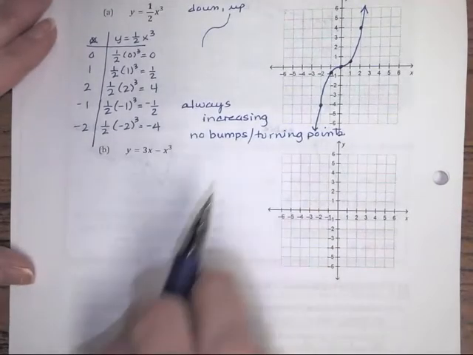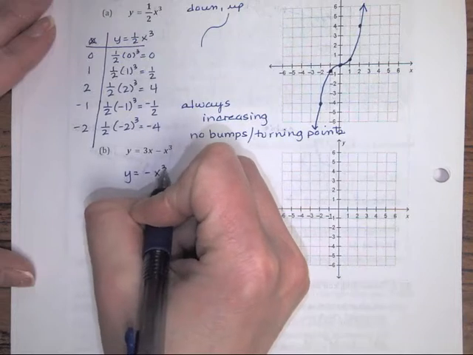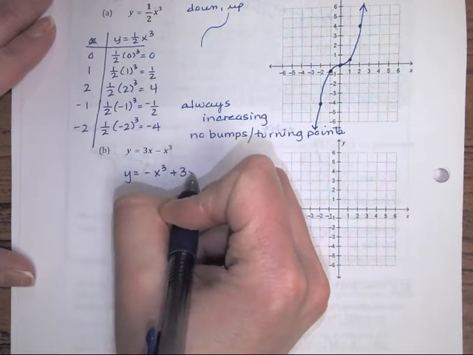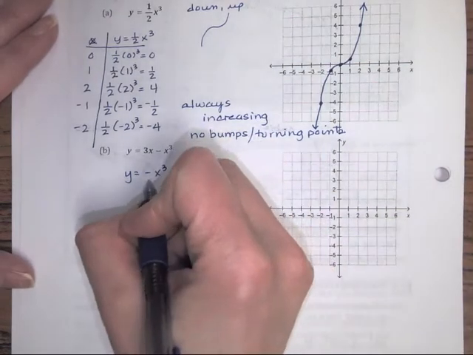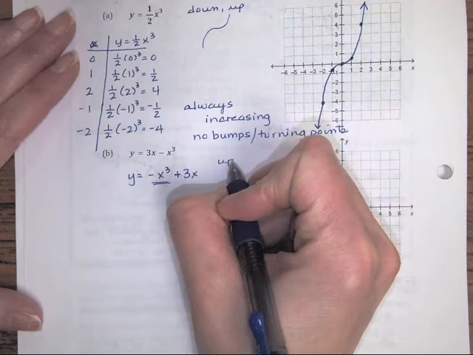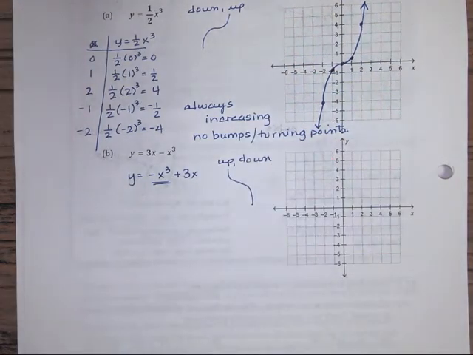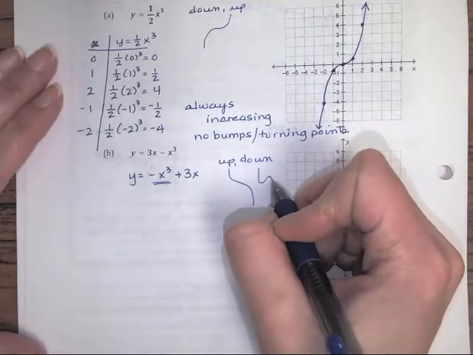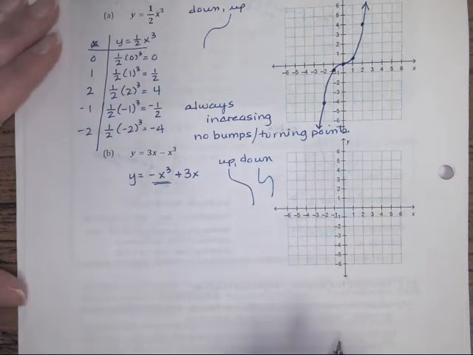All right, so first thing we're going to do, let's put this in standard form. So this would be -x to the third plus 3x. Would you agree? Now, based on this term right here, what is our end behavior going to be? Up, down. So it's going to be up, down, which means something like this. Maybe some bumps in there somewhere. So it could be like that or like this. It has that general shape to it, so we're going to find out.